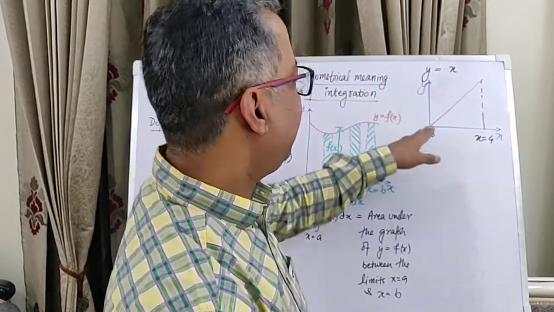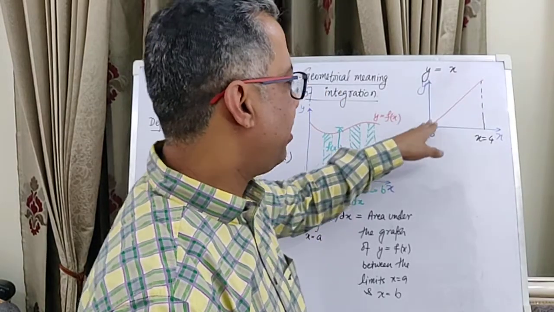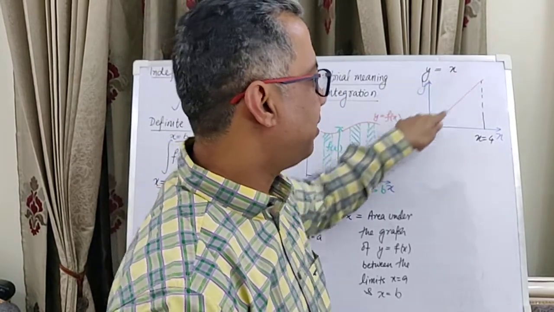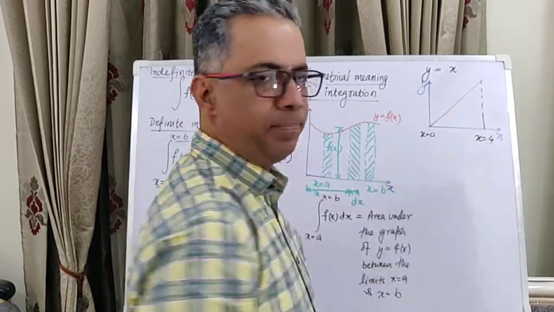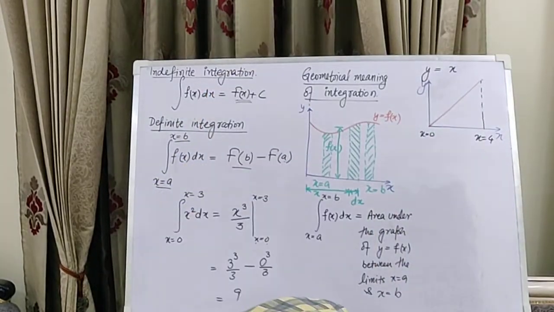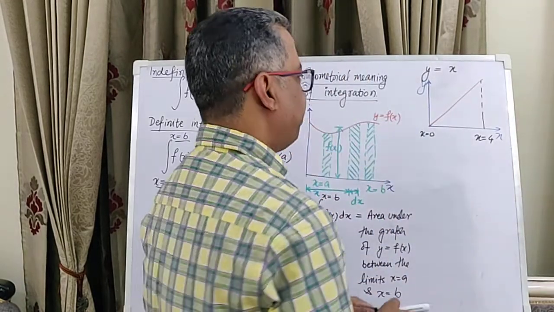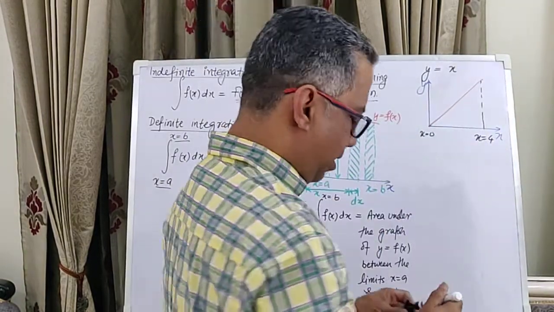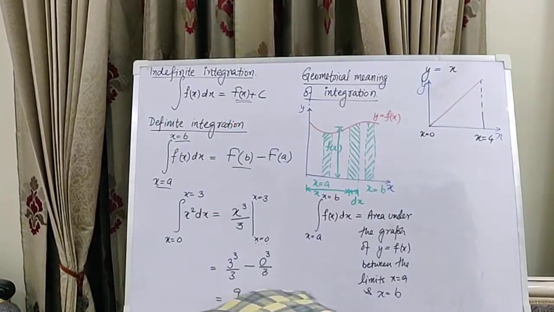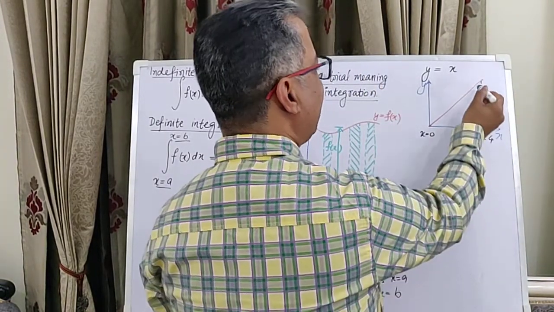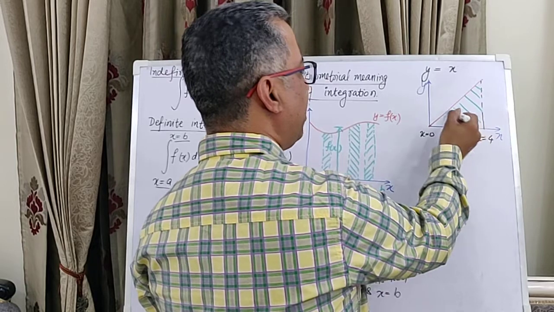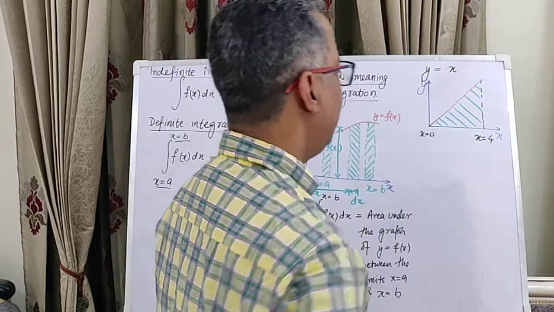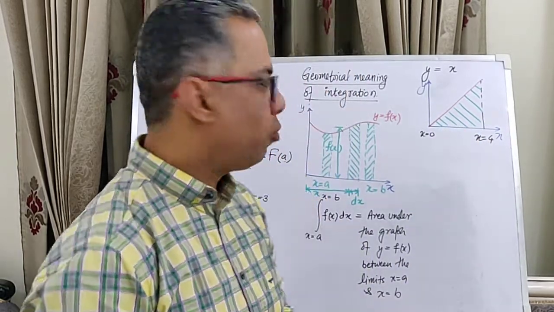Now I have selected this simple case where the equation is that of a straight line because we end up with a triangle, and with a triangle we can always calculate the area. Now what's the area under the triangle? Let me shade the area so that we know exactly what we are talking about. It's this shaded area that we are discussing.